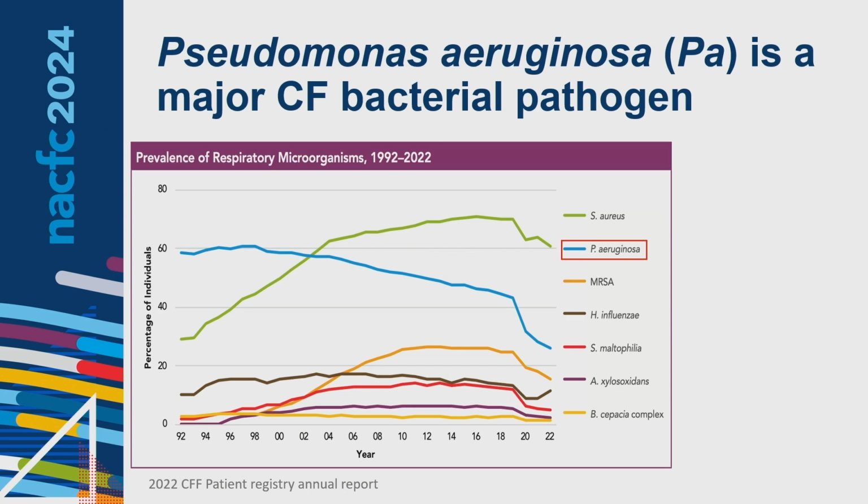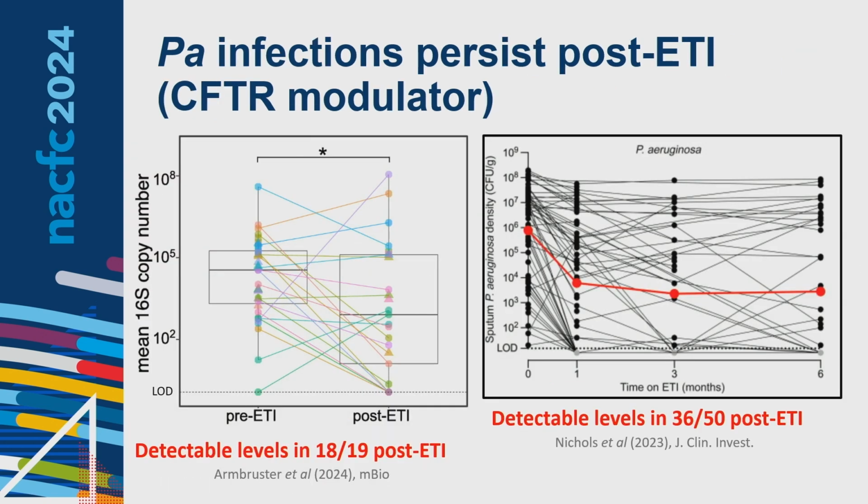So Pseudomonas infections are very common in persons with CF, but in about 2019-2020, we saw a decline in the prevalence of Pseudomonas infections, and this could be attributed to the approval of CFTR modulators for therapy. So as more and more persons with CF begin modulator therapy, it becomes important for us to understand how CFTR modulators can actually influence CF infections. And so these two studies looked at two independent CF cohorts, and they concluded that while the Pseudomonas bacterial burden decreased in the lungs, the infections persisted even months after ETI treatment.